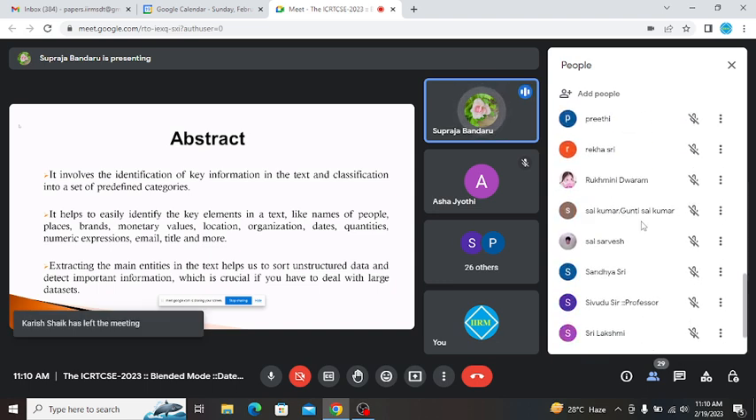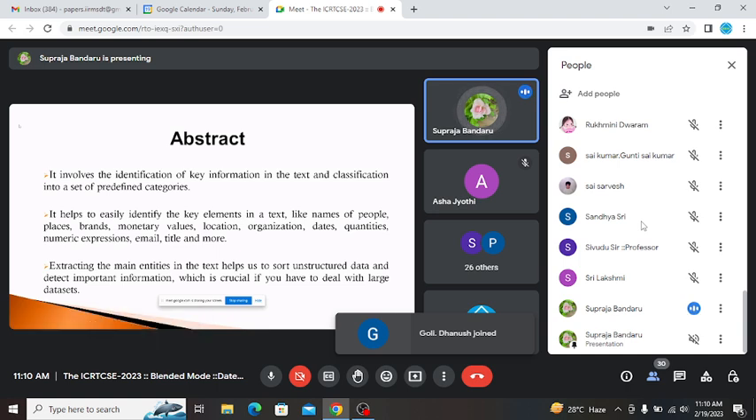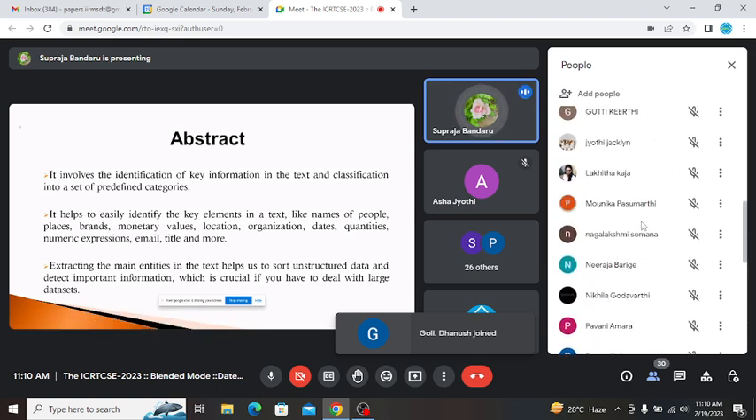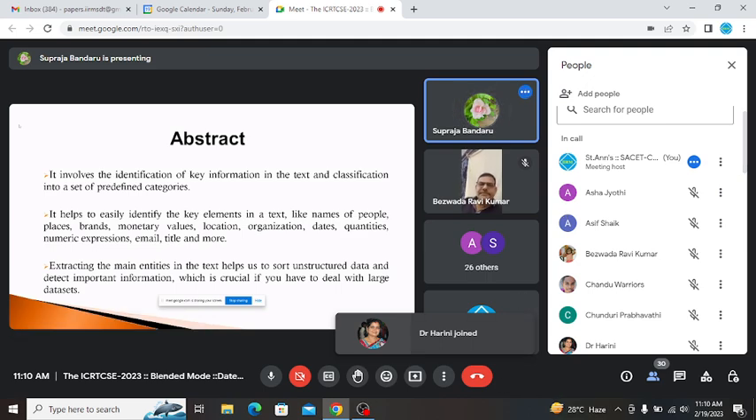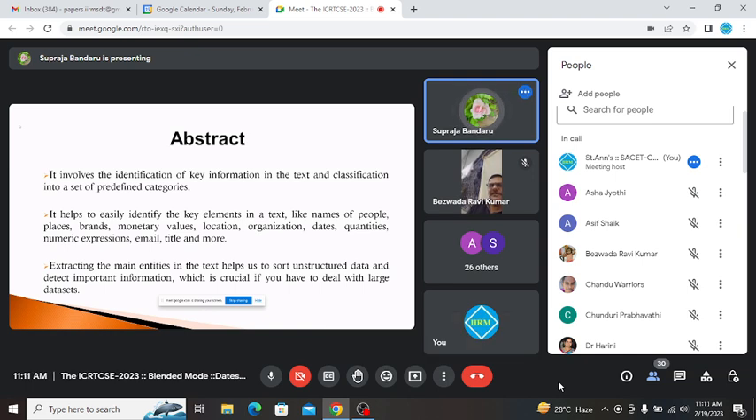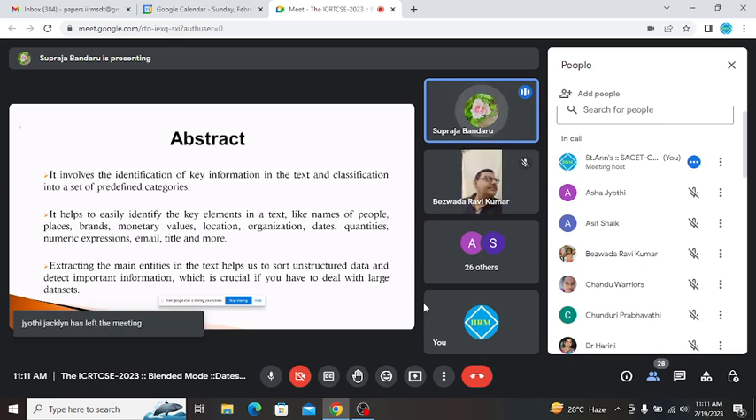It involves the identification of key information in the text and classification into predefined categories. The predefined categories include the names of persons, places, brands, monetary values, locations, organizations, states, and much more. Extracting the main entities in the text helps us to sort unstructured data and detect the important information, which is crucial if you have to deal with large data sets. The main objective of this paper is to identify the important key entities that are present in the text, and detect what kind of entities they are.